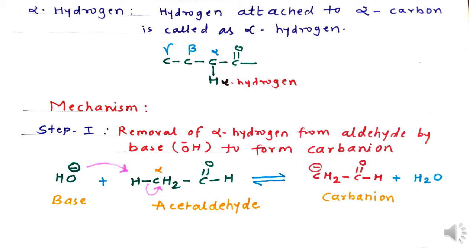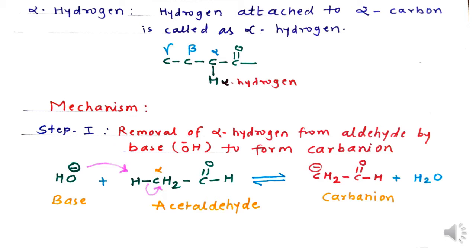So what is the alpha carbon? Alpha carbon is that carbon which is next to the carbonyl carbon. So the nomenclature can be given like alpha, beta, gamma, like this. So the alpha hydrogens are those hydrogens which are directly attached to the alpha carbon atom.